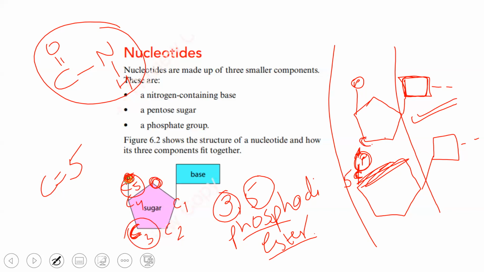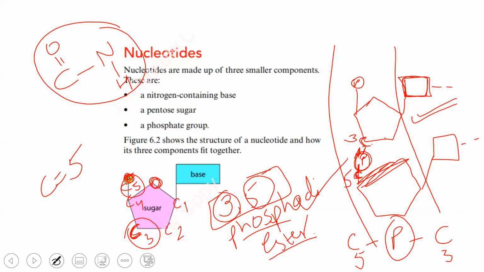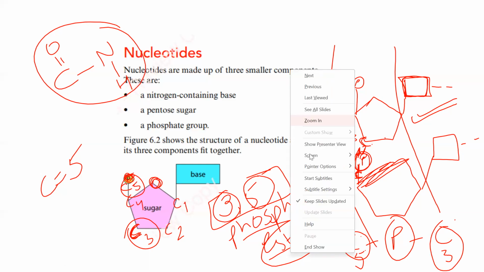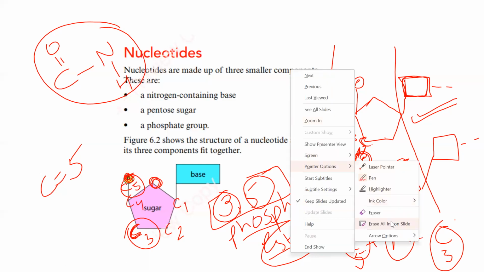What was the number of the carbon over here? 3. So when this bond, this C-P-C bond, forms between carbon 5 and carbon 3, it's called a 3,5 phosphodiester bond, because of the hydroxyls of the carbon. So is this bonding clear? Yes, teacher. Yeah. So I'll try to show you again as well.